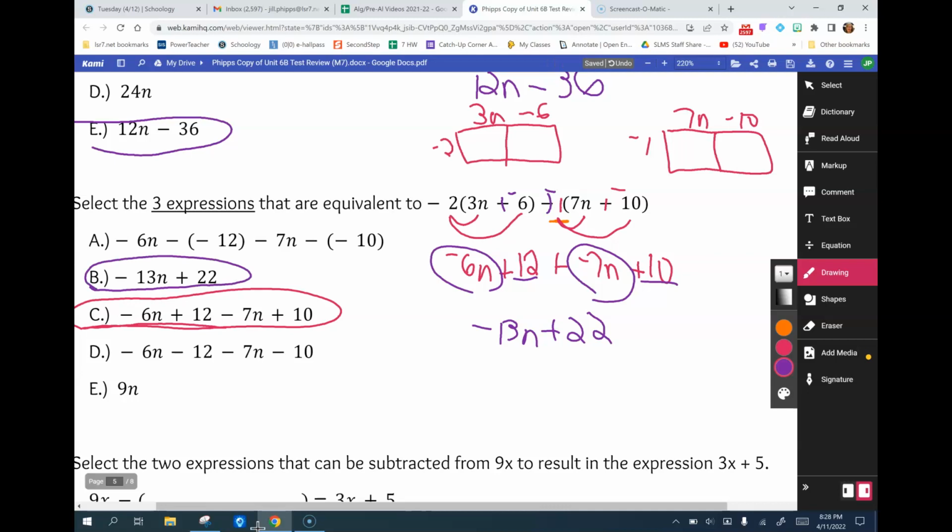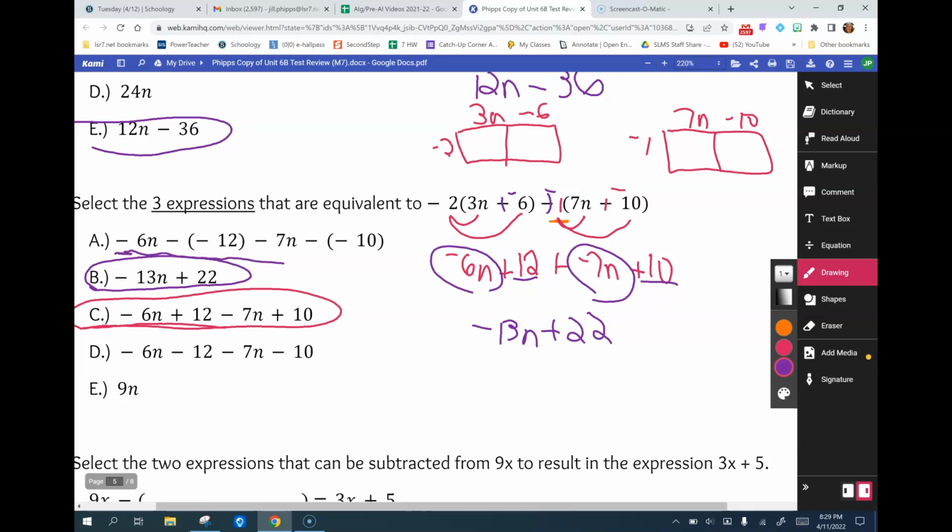Okay, and now the weird one that they do is they just start rearranging things all over the place. Well, not too bad, I guess. Let's see, I have a negative 6n, and nope, I don't have a negative 12. Nope. I bet it's this funky one. Let's see, negative 6.